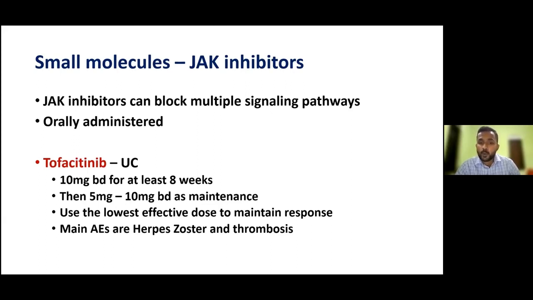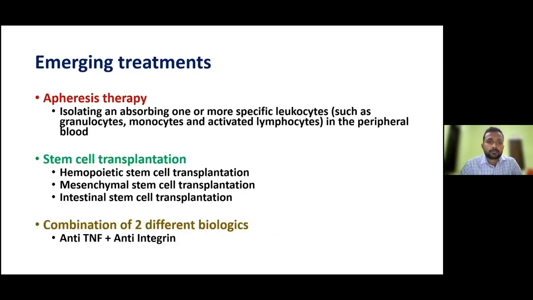If the patient has responded, we might consider to reduce the dose to 5 milligram twice daily. If not, we will continue the 10 milligram twice daily dose until the week 16. If there's no adequate therapeutic response, we'll have to stop the treatment. So two main adverse effects of tofacitinib is herpes zoster and thrombosis. So especially the pulmonary thrombosis.